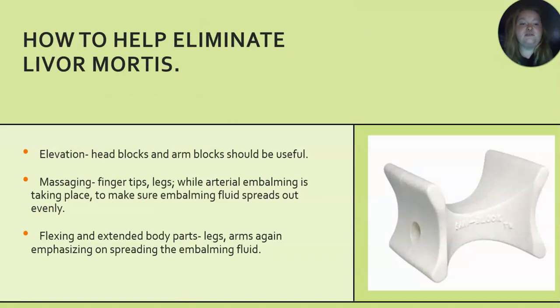Excuse me. So some ways on how to eliminate livor mortis: head blocks, arm blocks. Those should be very useful in the embalming process. Massaging is also suggested, so just the fingertips, like while you're embalming, just massage around and make sure that the embalming fluid gets spread out to parts that may not receive the embalming fluid as well as other parts. So flexing and extending body parts such as arms, legs, again, emphasizing on spreading the embalming fluid.